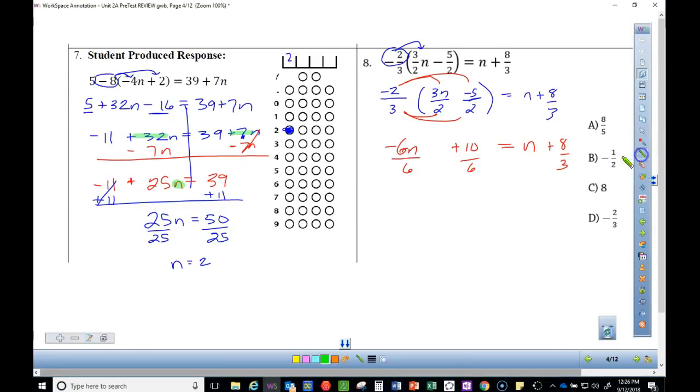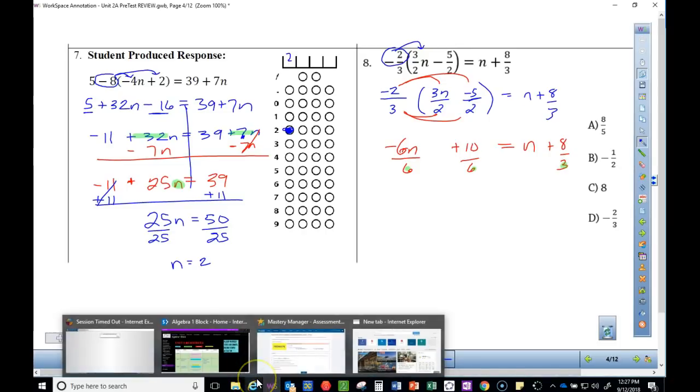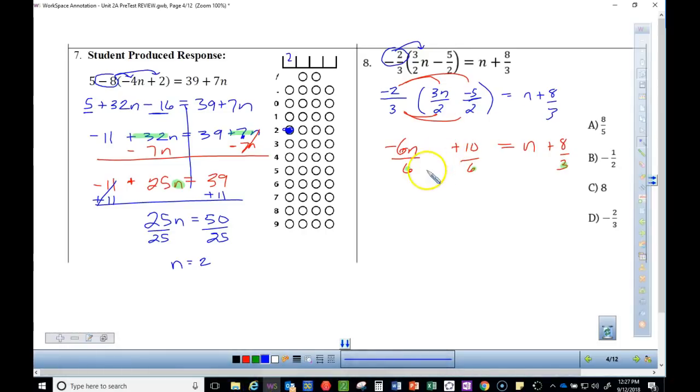So then I have to look at my three denominators, 6, a 6, and a 3, and I have to think of a number that all three of those can divide into. And I realize that 6 can go into itself, so I'll check 3. 3 can go into 6.